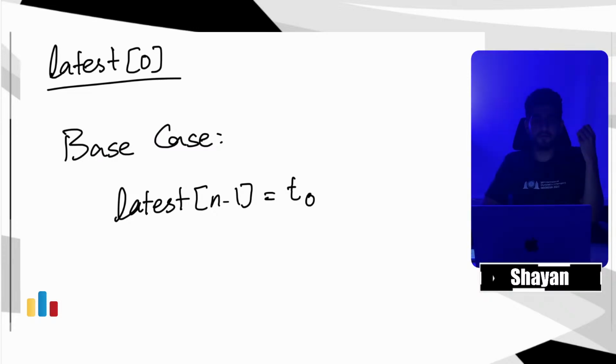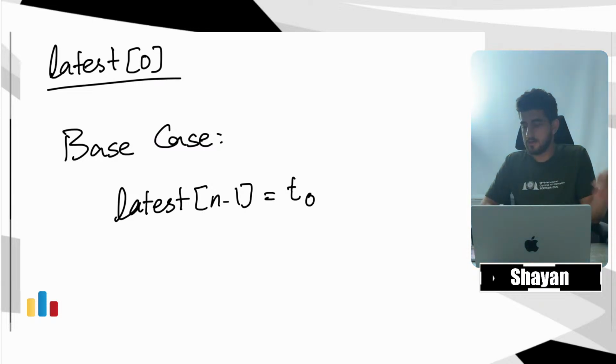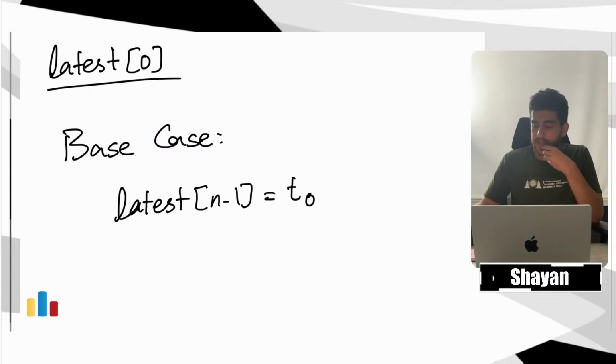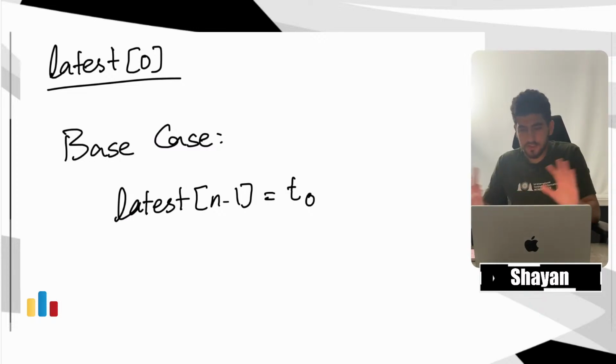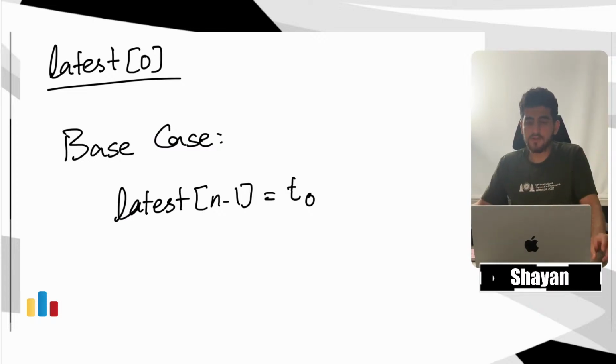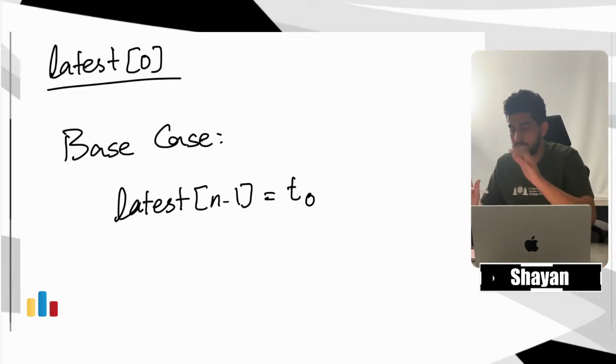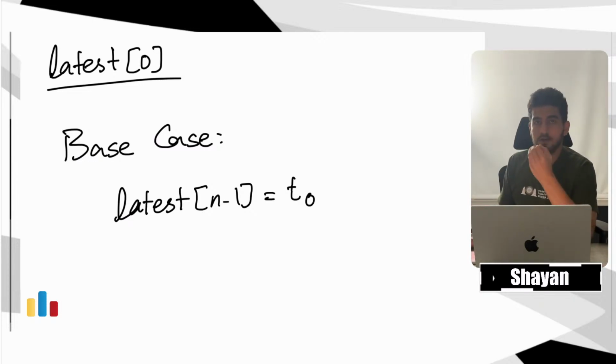I need to change this color. So the latest of n minus 1 is going to be t0. Is it clear so far? I mean, are you following along? Please use this emoji again if you're okay with that. So the latest of n minus 1 is equal to t0.